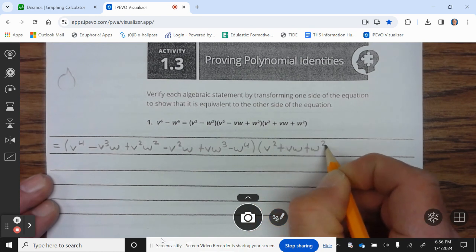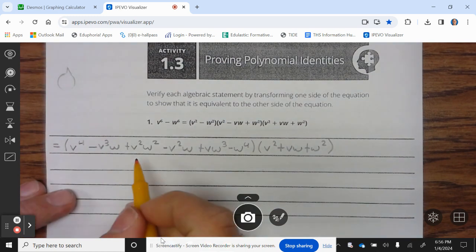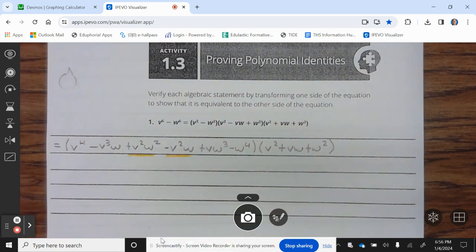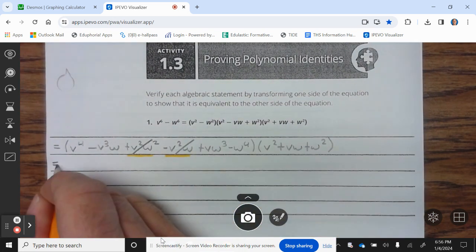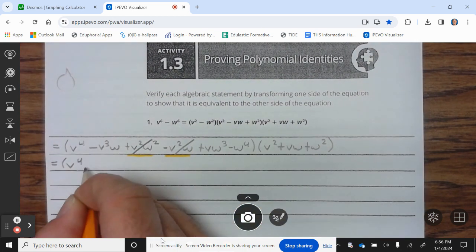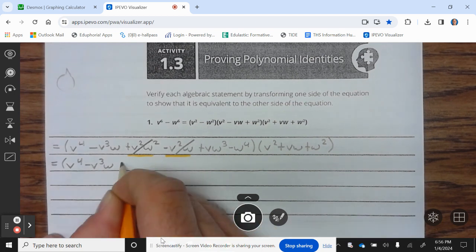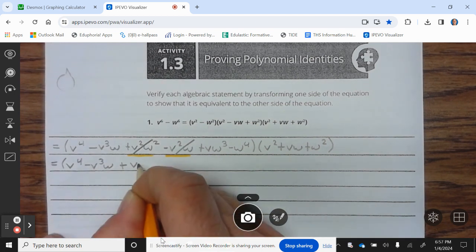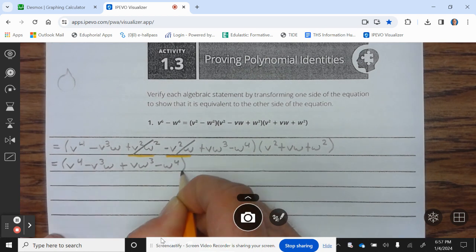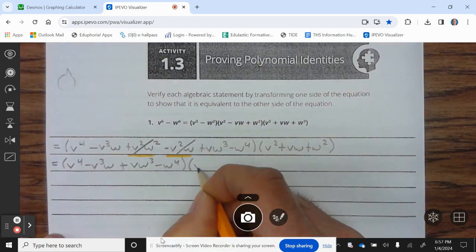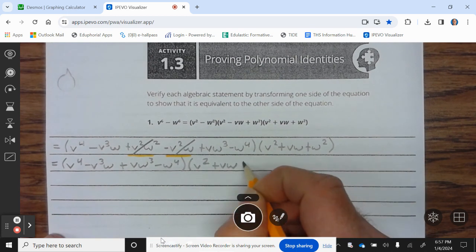And negative w squared times w squared is minus w to the 4th, times v squared plus vw plus w squared. Now, let's look to see if we can combine any terms. We see here we can combine this and this. These cancel. So we have v to the 4th minus v cubed w plus vw cubed minus w to the 4th, times v squared plus vw plus w squared.